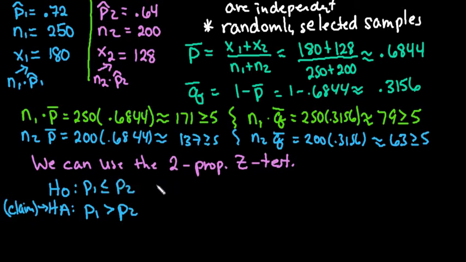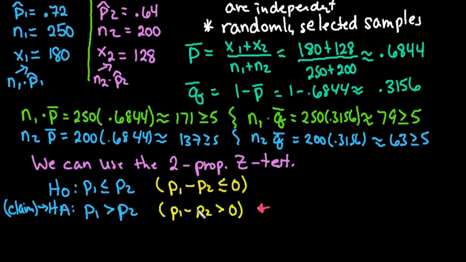Okay, some textbooks write it this way instead, where they say P1 minus P2 is less than or equal to 0, and then P1 minus P2 is greater than 0, because we're really testing the difference between the two, and so we're starting with it being 0. Some problems might say that the proportion of females is greater than the proportion of males by a factor of 5%, so then I would change that to 0.05, but most of the time it's going to be 0.